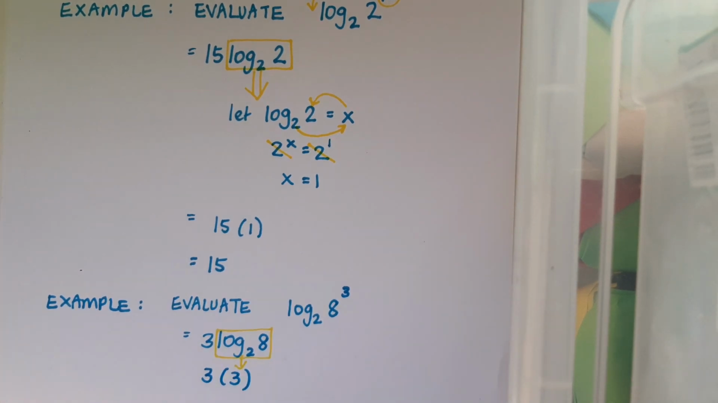Well, log to the base 2 of 8 comes out as 3, so my calculation is 3 times 3. And my final answer in this case is going to be 9.